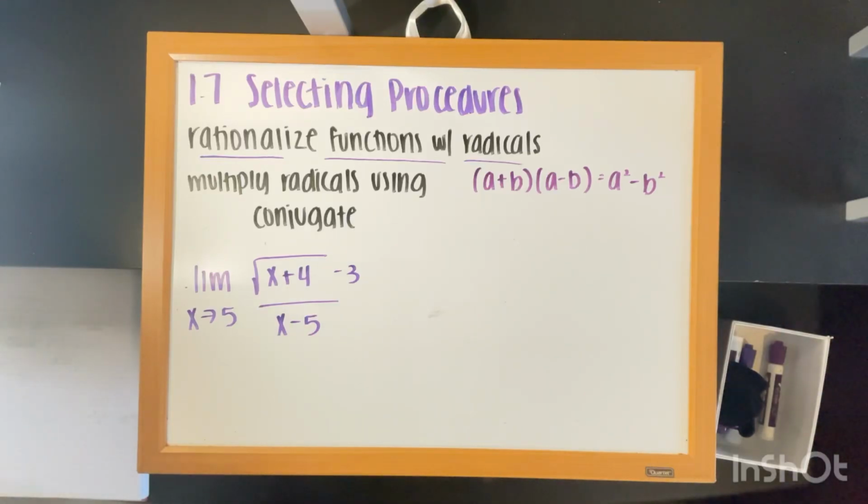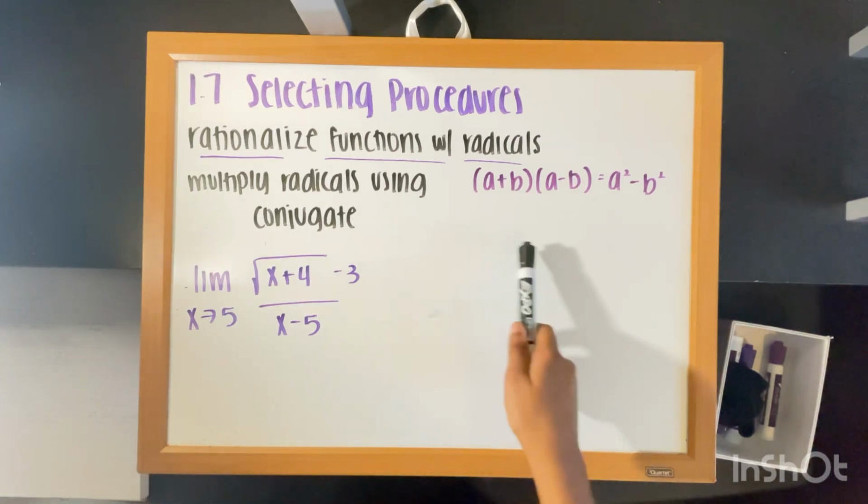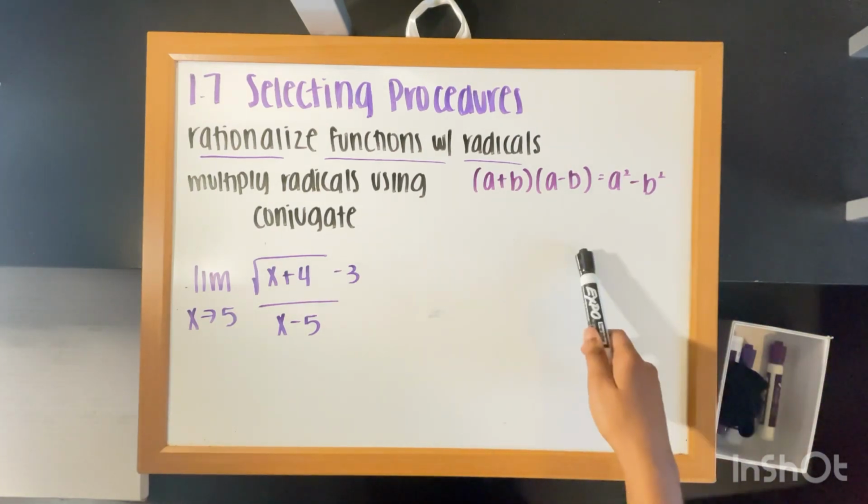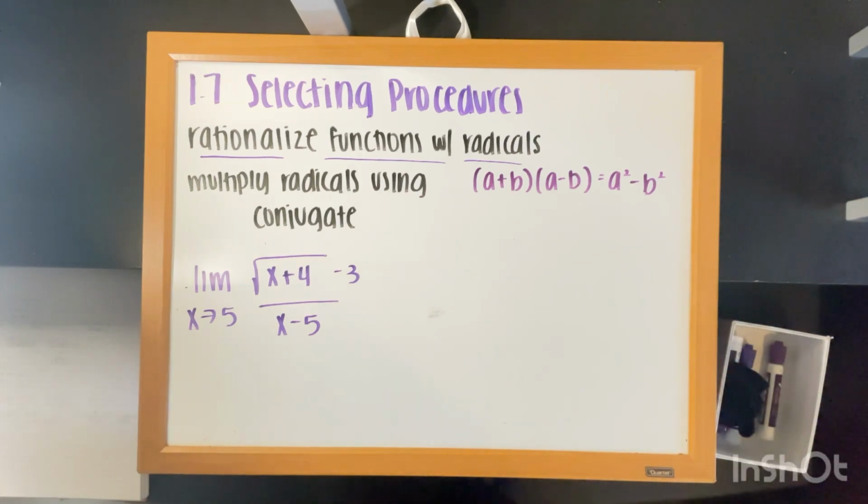Welcome to Unit 1.7, where we're going to talk about selecting procedures. The first thing we're going to talk about is rationalizing functions with radicals. Rationalizing functions with radicals basically means you multiply your radicals using their conjugate. Over here, I put the difference of squares equation, which is (a plus b) times (a minus b) equals a squared minus b squared. Now, let's take a look at an example.